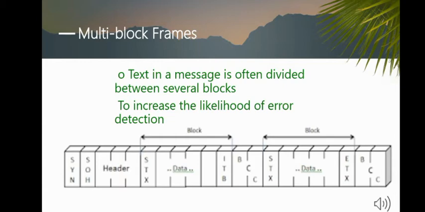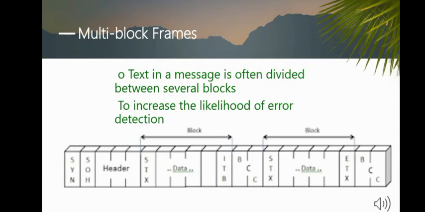Each block except the last one starts with an STX character and ends with an ITB, intermediate text block. The last block starts with an STX but ends with an ETX. Immediately after each ITB or ETX, a BCC field is sent.